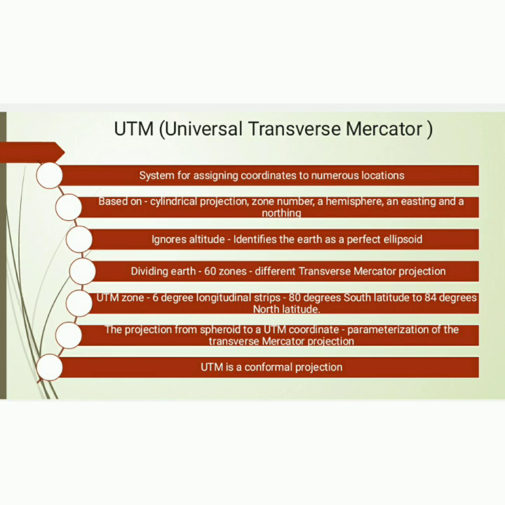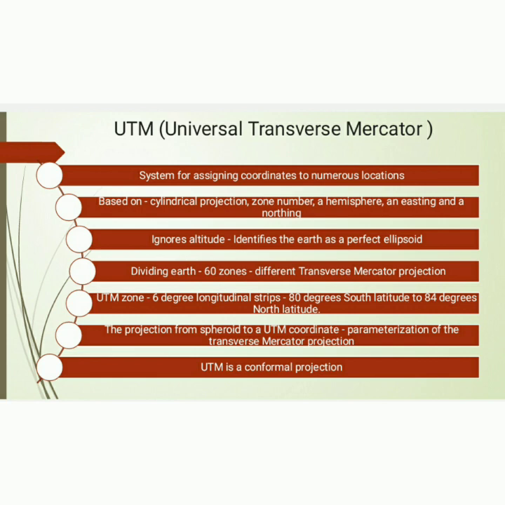However, it varies from global latitude and longitude, as it divides the Earth into 60 zones and projects each to the plane as a basis for its coordinates. Each one of the zones is a different transverse Mercator projection that is slightly rotated to a different meridian. UTM zone numbers designate 6 degree longitudinal strips extending from 80 degrees south latitude to 84 degrees north latitude. The projection from spheroid to UTM coordinate is a parameterization of transverse Mercator projection. However, the parameters may vary by nation, region, or mapping system.